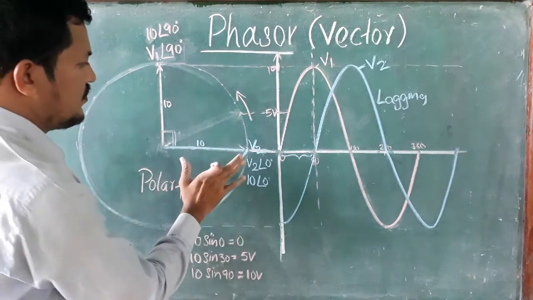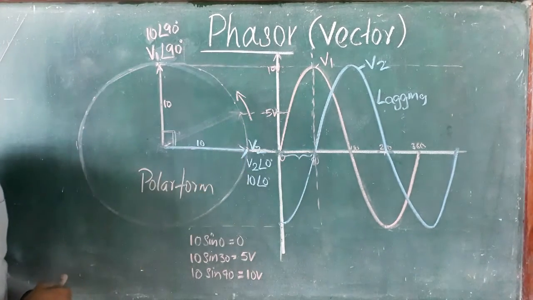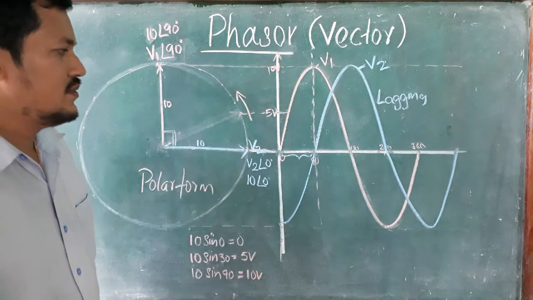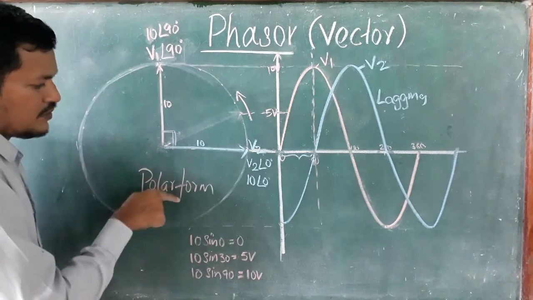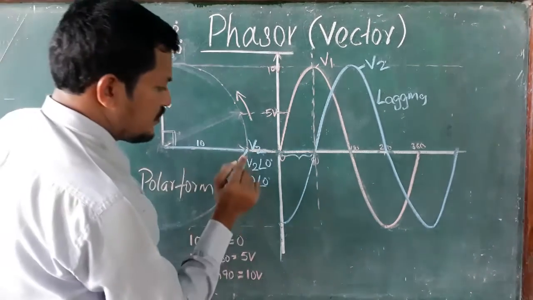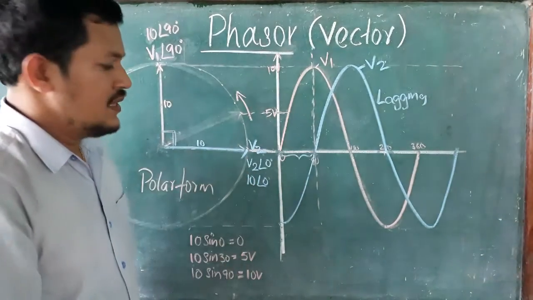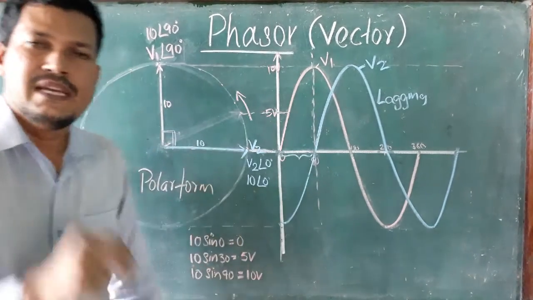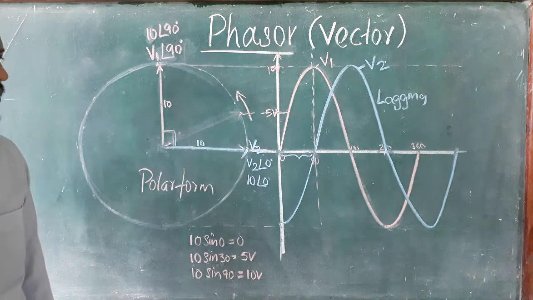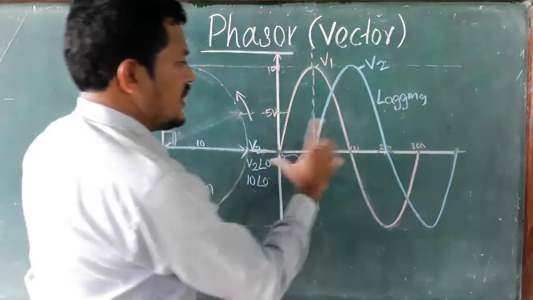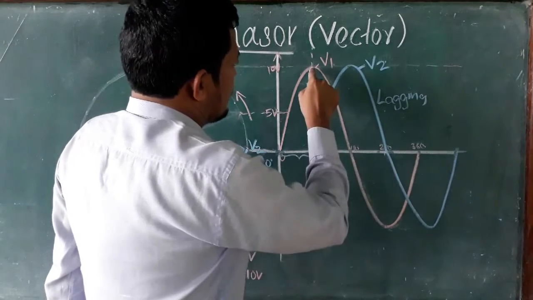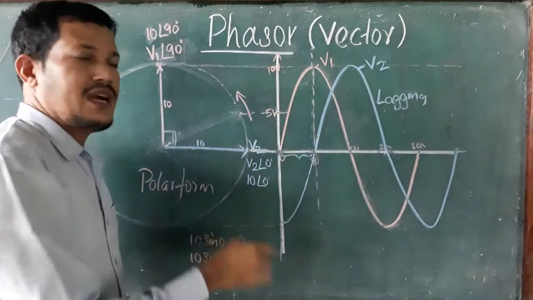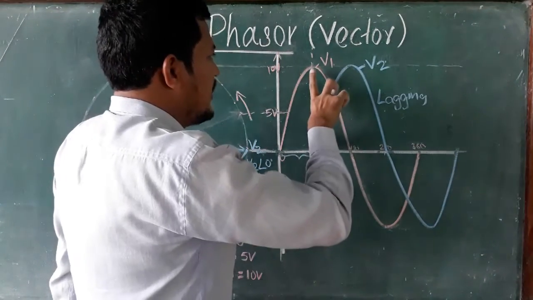From the polar form, now we can add or subtract two alternating quantities. Why? Because we can convert this polar form into rectangular form. When both are in rectangular form, we can perform addition and subtraction. Clear? Simply we can't do it directly. These are phasors. We can't say directly how much the difference in value is.